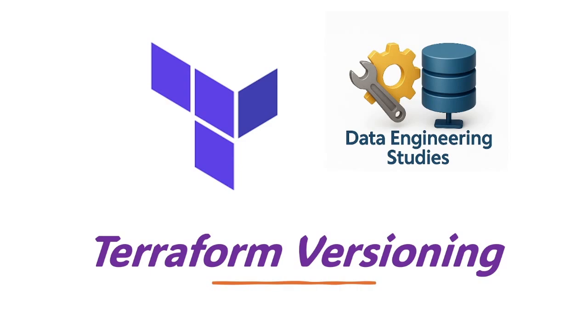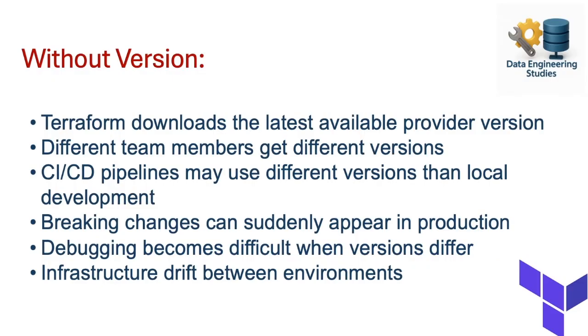First, let's see what happens if you don't set up version in Terraform. If you don't set up versioning, Terraform will download the latest available provider version. This might sound fine, but here is the real problem. Different team members could end up with different versions installed. Your CI/CD pipelines might also use different versions than the one you tested locally. And when that happens, breaking changes can suddenly show up in production without warning.